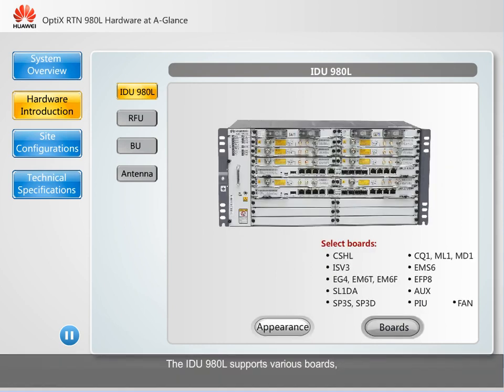The IDU 980L supports various boards, including system control, switching and timing boards, IF boards, Ethernet interface boards, SDH interface boards, E1 interface boards, EOS or EOP processing boards, power boards, and fan boards. The IDU 980L therefore applies to a variety of scenarios.